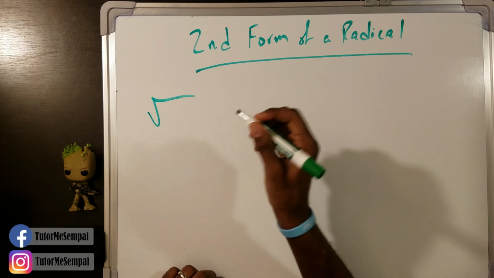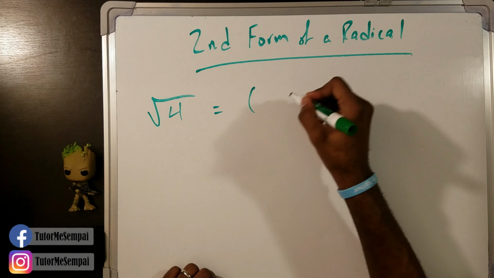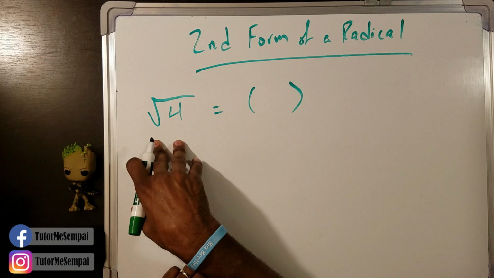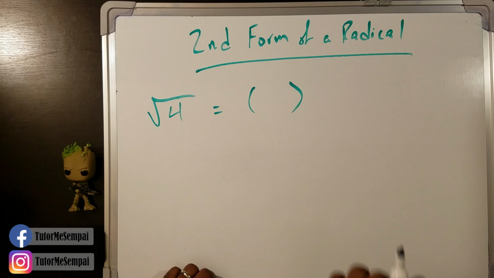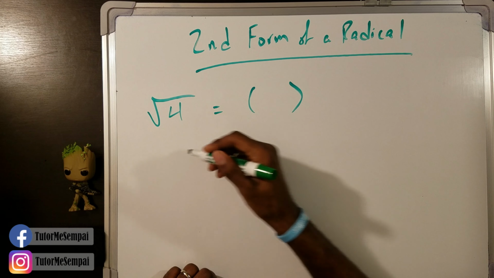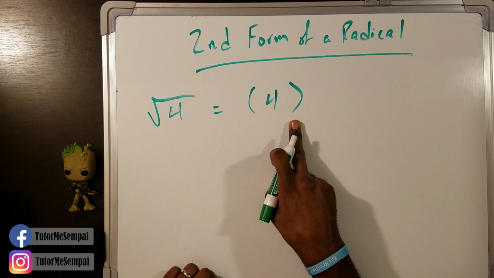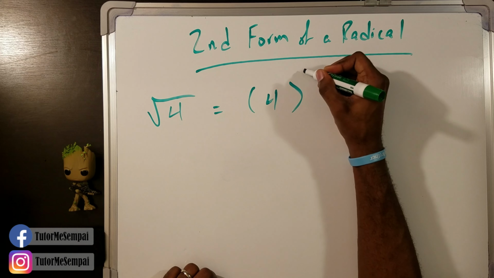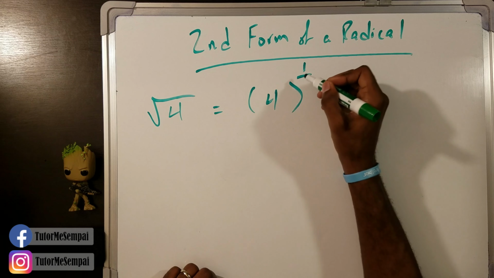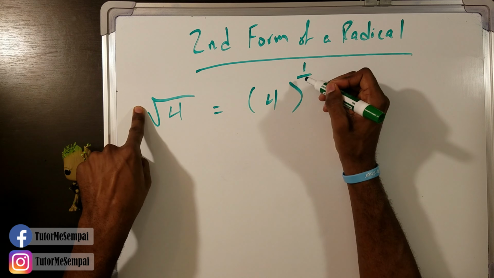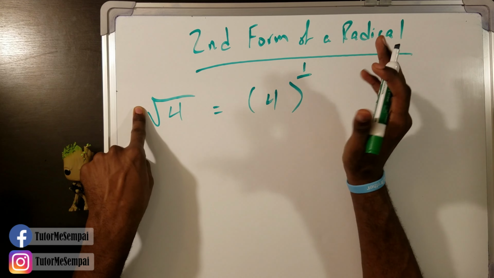So let's say you have the square root of 4 again, right? The square root of 4 can be written in its exponent form. So this is your radical form, but each radical has an exponent form that you can write it in as well. You put your 4 inside your parentheses, and then the parentheses has an exponent of 1 over whatever the index is. Now remember, for a square root, the index is not necessarily going to be written here. However, we know it has to be 2.